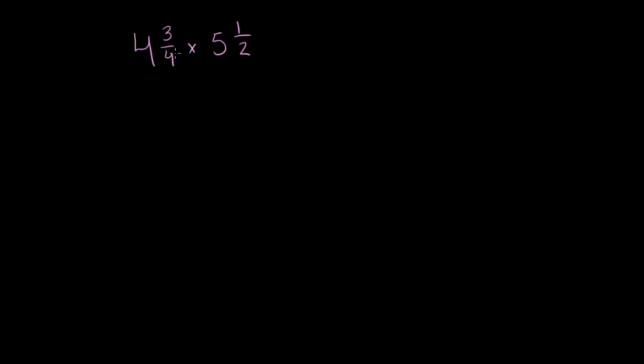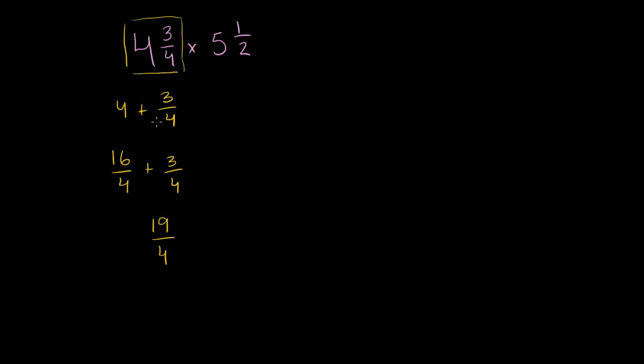So let's do that. To turn 4 3/4 into an improper fraction, 4 is the same thing as 16 over 4. And then we're going to add another 3/4. So let me take that one step at a time. This part is the same thing as 4 plus 3/4. 4 is the same thing as 16 over 4, 16 over 4 plus 3/4. And so if I add these two, I get 19 over 4. So 4 3/4 is the same thing as 19 over 4.